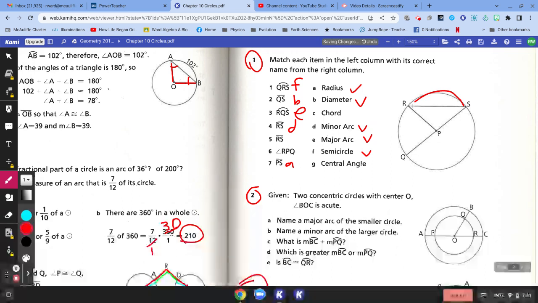RS connects the endpoints of an arc. That's a chord. So that's C. Okay, so the chord is segment RS. And then there's another chord, QS. That's the diameter chord. And then angle RPQ is a central angle. So that's the central angle, or G.